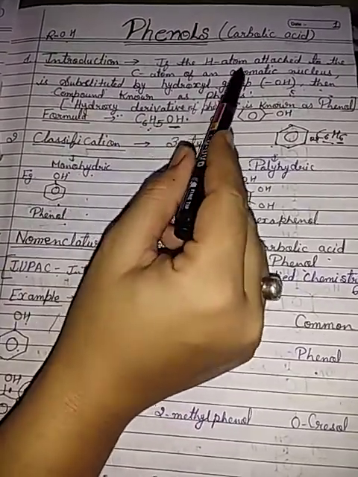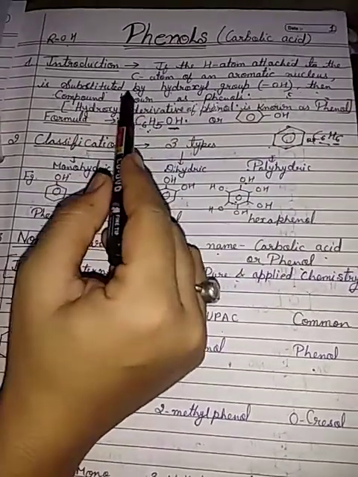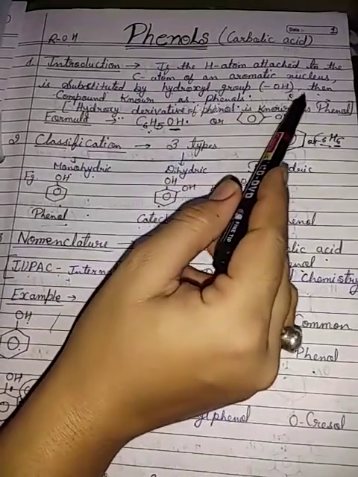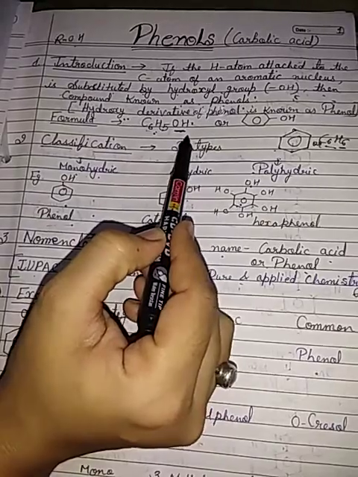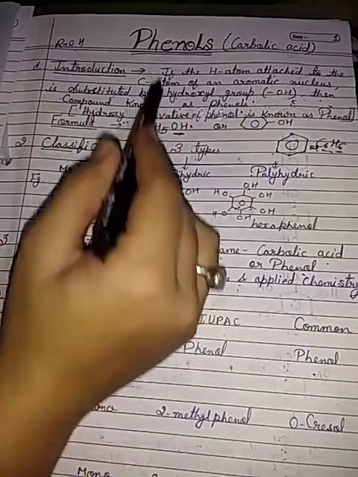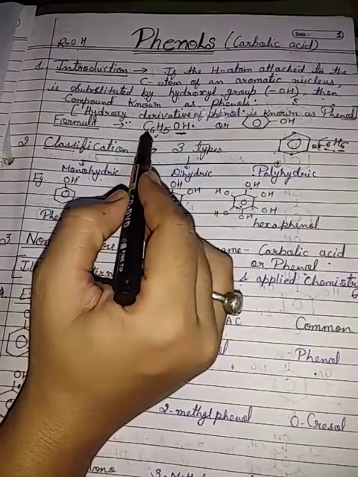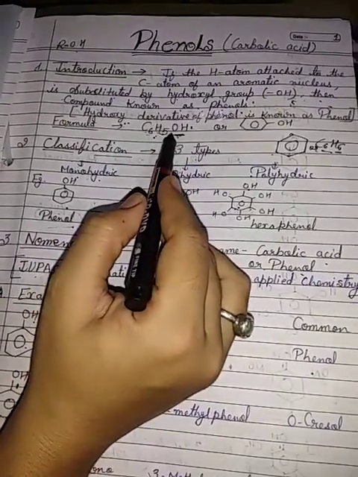So, if the hydrogen atom attached to the carbon atom of an aromatic nucleus is substituted by a hydroxyl group OH, then the compound is known as phenol. That means in ROH, alcohol, an alkyl group is attached to OH, and here a phenyl group is attached to OH. There, the hydrogen of the alkyl group is replaced by an OH group, so it is known as alcohol, and here in phenol, the hydrogen of the phenyl group is replaced by a hydroxy group, so the compound formed is phenol.